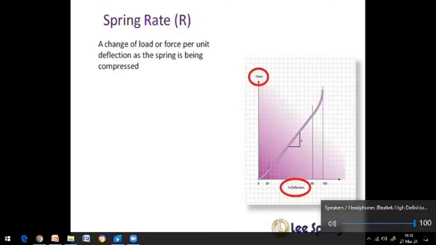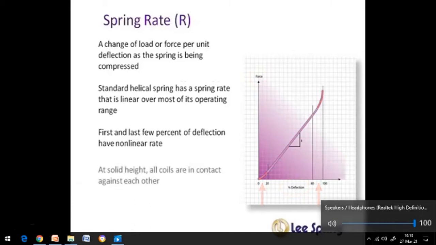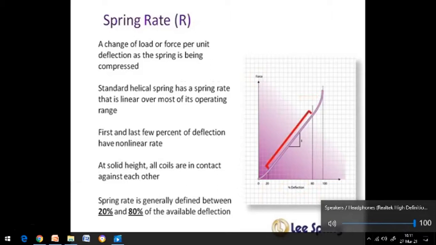A standard helical compression spring has a spring rate that is essentially linear over most of the operating range. The first and last few percent of the spring's deflection has a nonlinear rate. When a spring reaches solid height, the spring coils are at a stop against each other. When talking about spring rates, this is generally the spring rate between 20% and 80% of available deflection.